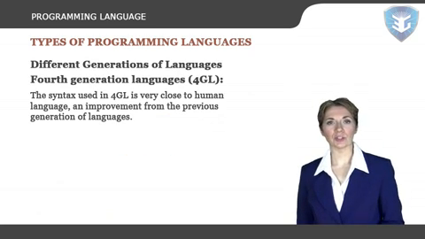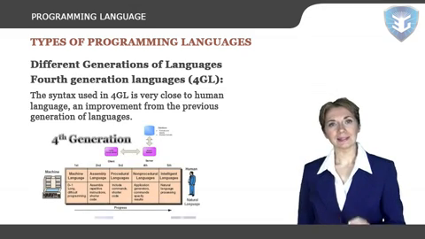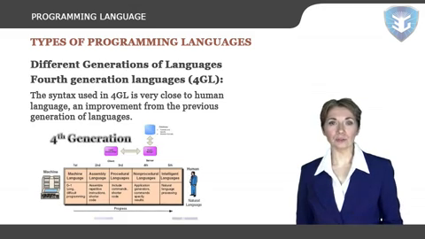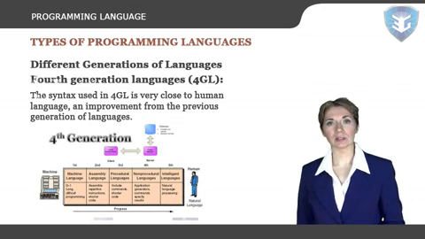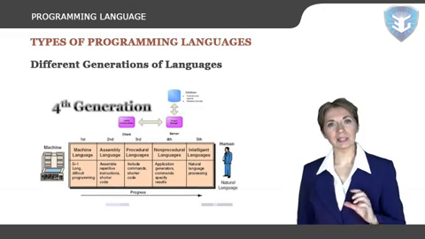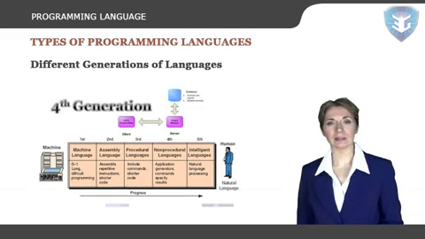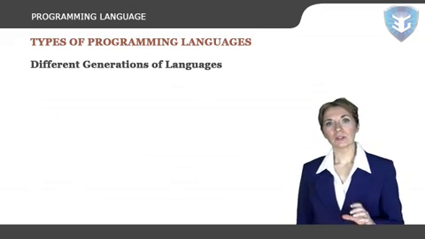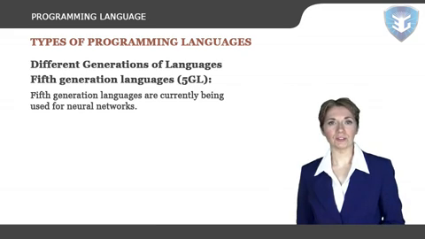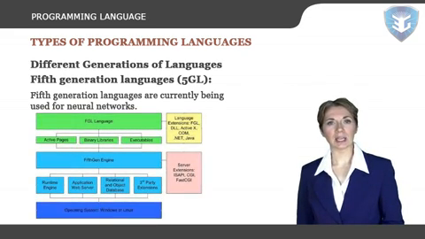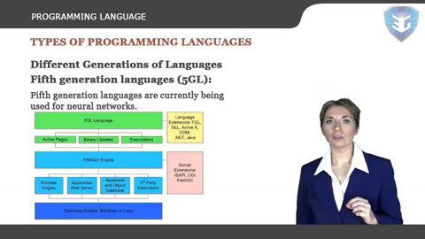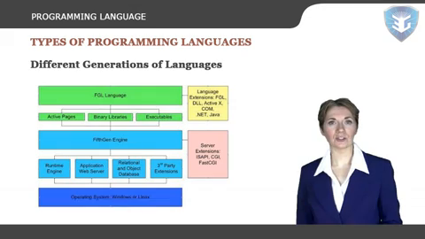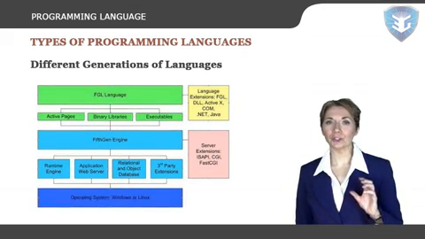Fourth generation languages, 4GL. The syntax used in 4GL is very close to human language, an improvement from the previous generation of languages. 4GL languages are typically used to access databases and include SQL and Cold Fusion, among others. Fifth generation languages, 5GL, are currently being used for neural networks. A neural network is a form of artificial intelligence that attempts to imitate how the human mind works.